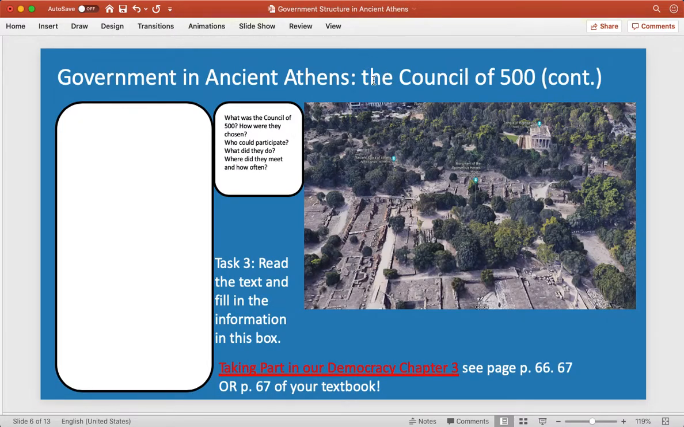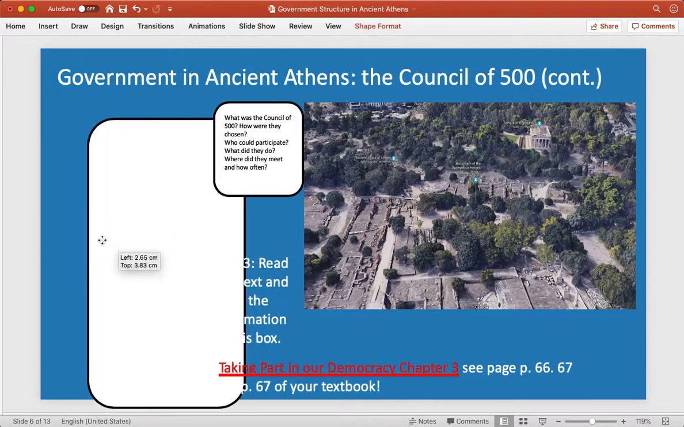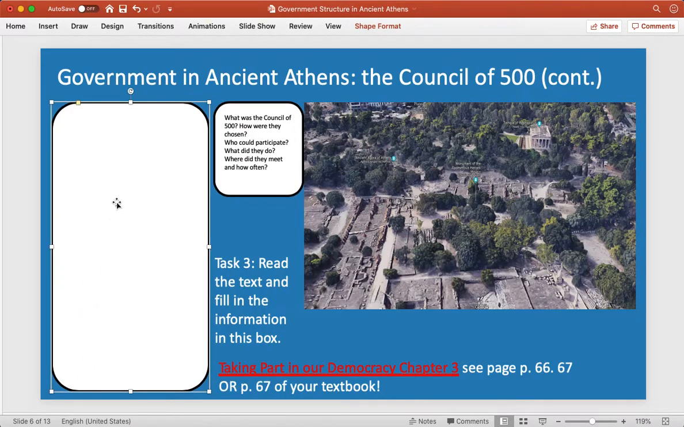The Council of 500 is the first pillar of our Athenian democracy. What you have to do is read the text and fill in the information in this box. I didn't mean to move that, but you can double click the box and you should be able to type. The questions are: What was the Council of 500? How were they chosen? Who could participate? What did they do? Where did they meet? And how often? You can click on this link.